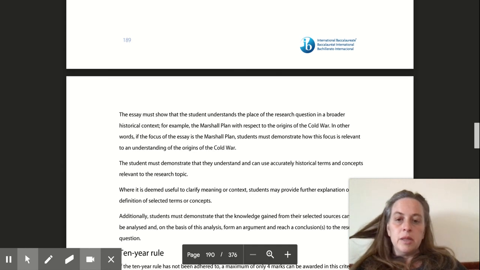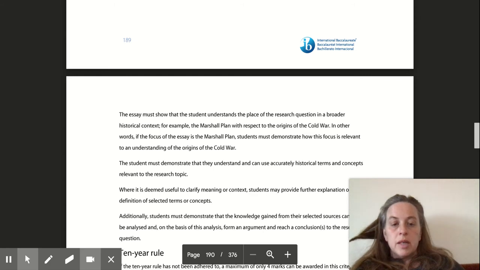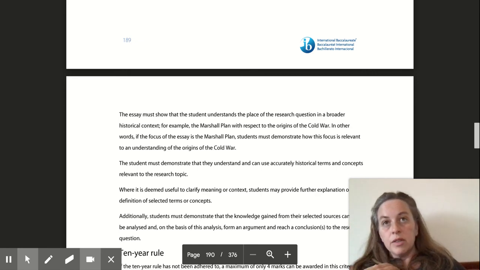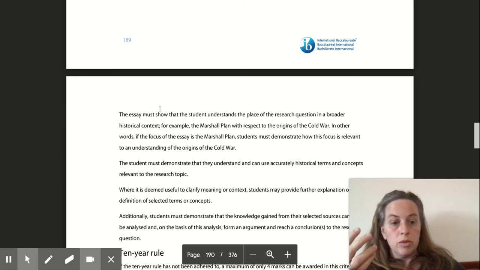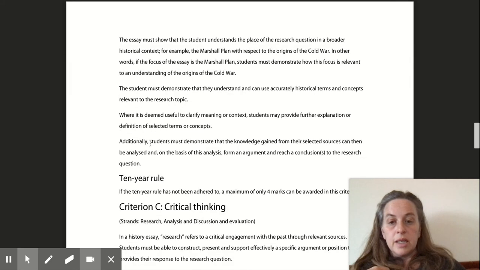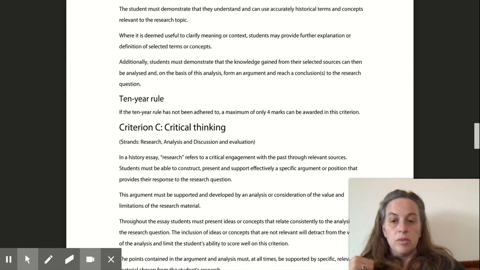Criterion B, knowledge and understanding. This means you need to make sure that any jargon related to your particular topic is used accurately, that those terms are used accurately, and that you've clearly outlined what your concepts mean, and that you are using those concepts carefully and clearly as you write.